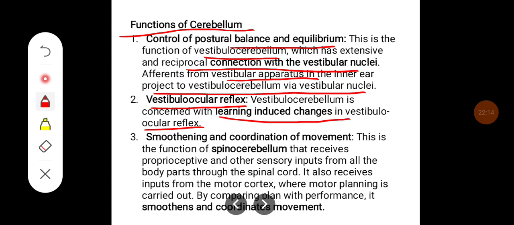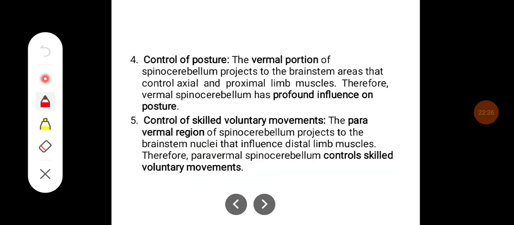Cerebellum is important for smoothing and coordination of the movement. This is the function of the spinocerebellum that receives the proprioceptive and other sensory inputs from all body parts through the spinal cord. It also receives input from the motor cortex, where the motor planning is carried out. By comparing plan with performance, it smoothens and coordinates the movement. It is important for control of posture.